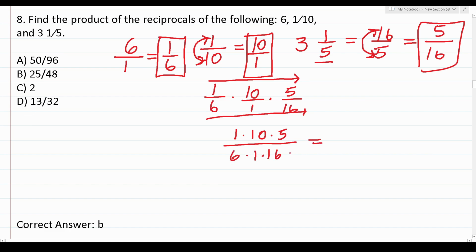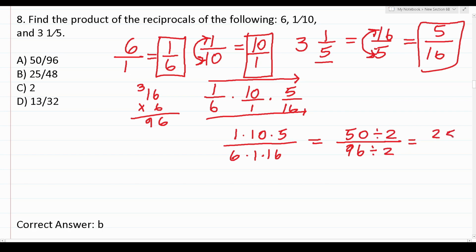Let's go ahead and work this out. 1 times 10 is 10, times 5 is 50. 6 times 1 is 6, times 16. Well, I can't do that in my head, so I'm going to have to work it off to the side. This is 16 times 6. 6 times 6 is 36. Carry a 3. 6 times 1 is 6, plus 3 is 9. So this is 96.